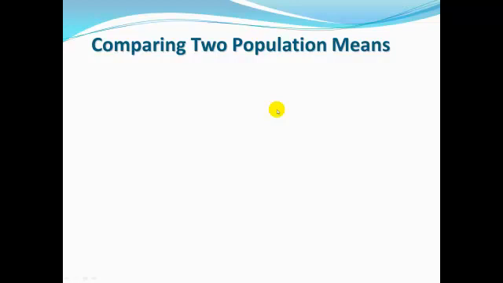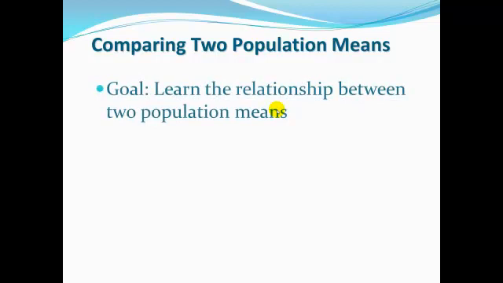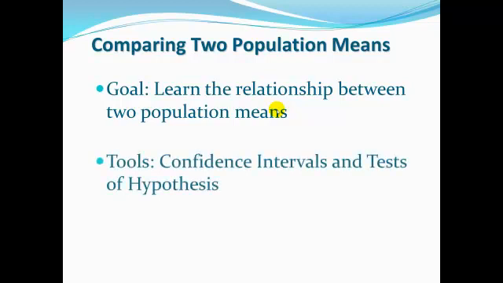We're going to look at a couple different ways of comparing two population means. Our goal here is to learn about the relationship between the two means. Is one mean bigger? Is one mean smaller? The way that we're going to do it is to use the two tools that we've been working on over the last several weeks, confidence intervals and test the hypothesis.